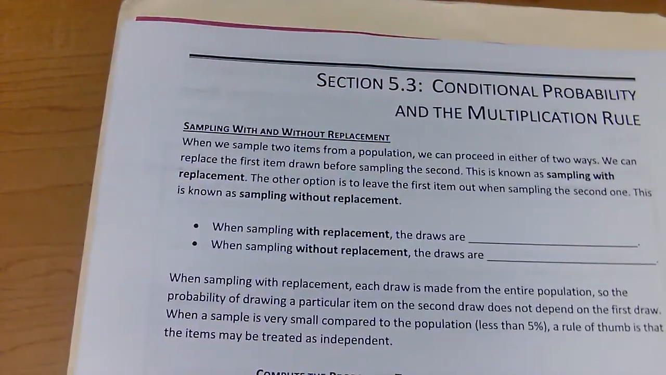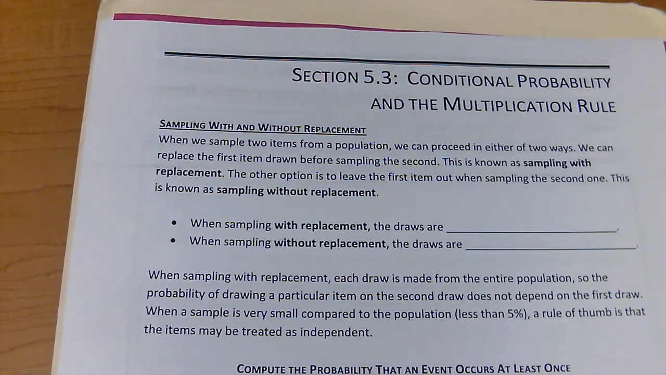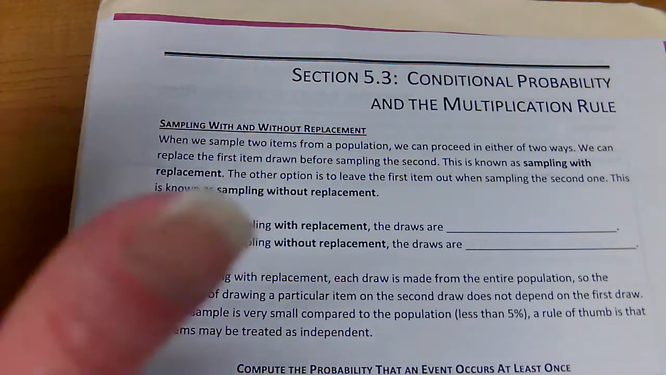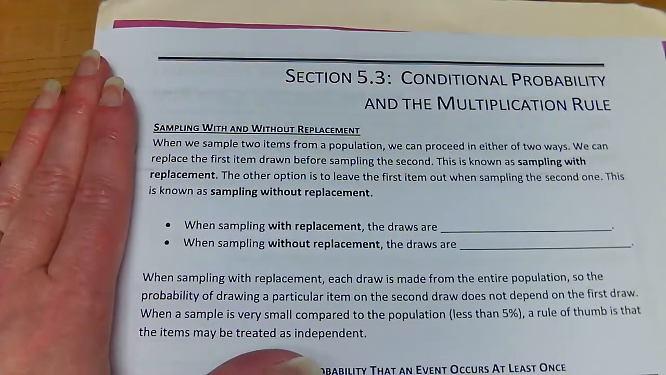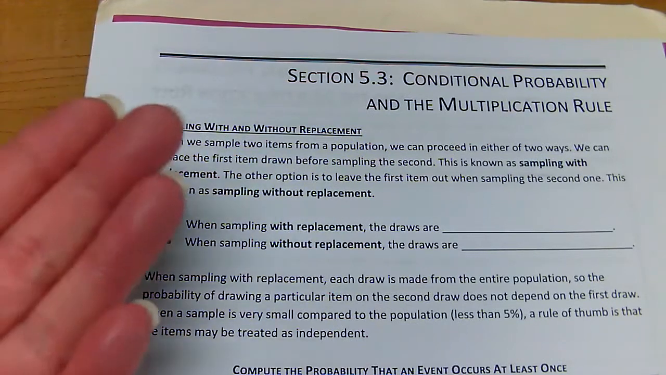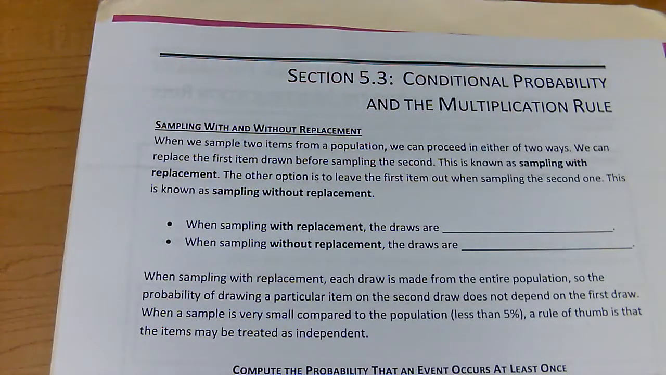Now, when we sample two items from a population, we can proceed in either two ways. We can replace the first item drawn before sampling the second. This is known as sampling with replacement. The other option is to leave the first item out when sampling the second one. So think of a deck of cards. I can either look at the card and put it back in the deck, replacing it, or I can look at the card and put it to the side.